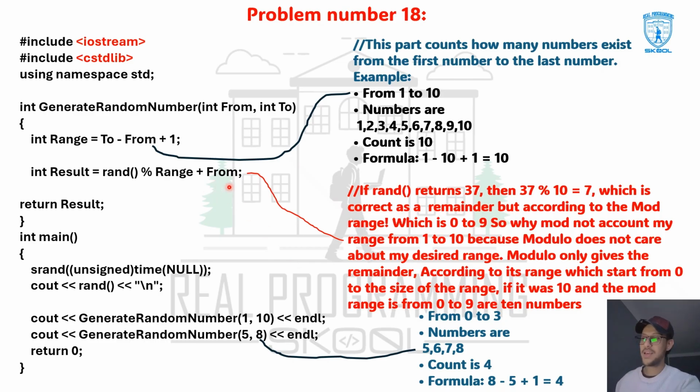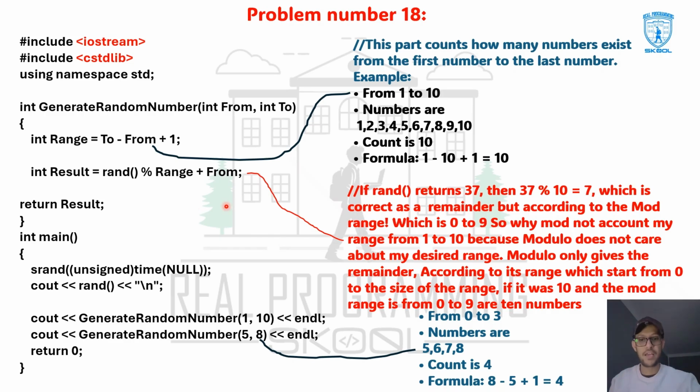For that, here we say plus from. We shift the range by 1 by using plus from, stored inside number 1. So we use the value that's stored inside the variable from, and we say plus from. So here rand mod range, 37 mod 10, gives me 7, and we make it 8 because we say plus from, plus 1. We make it 8. Why do we make it 8?